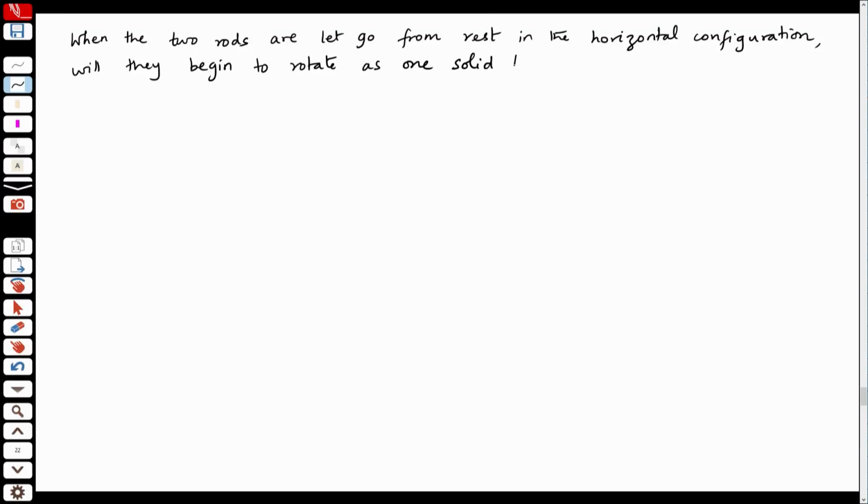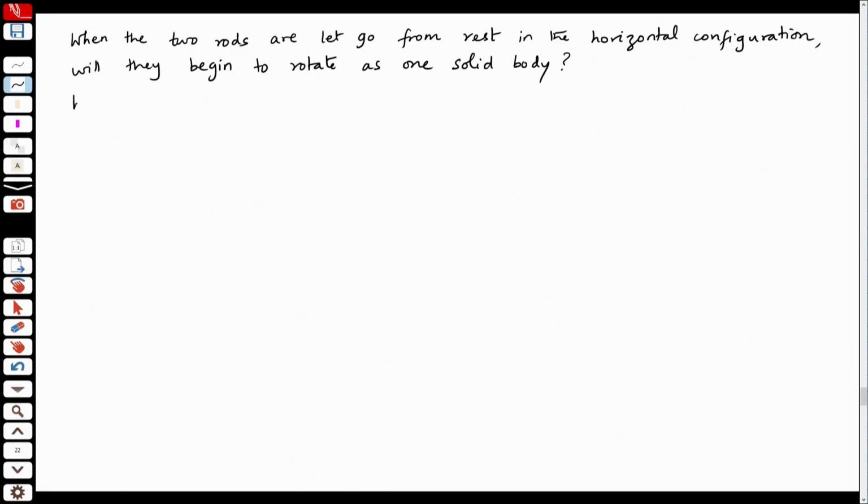Intuitively you can say no. But if they did rotate as one solid body, then how would you know? Their angular accelerations would be the same. If we get different angular accelerations for the two rods, that means they are not rotating together as one solid body. And if we want to make it rotate together as one solid body, give it a single angular acceleration, we have to apply moments. So, what muscles? These are the questions.